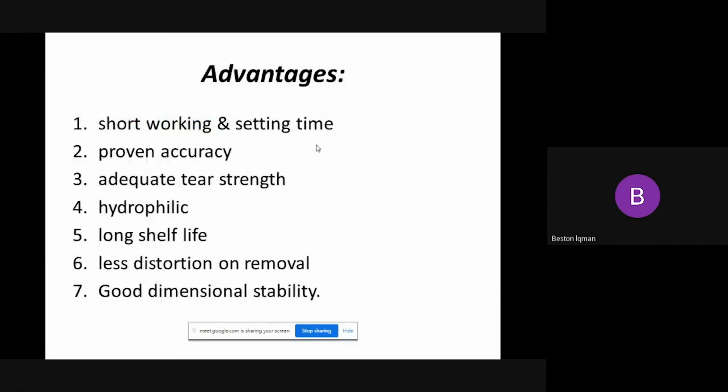Advantages: short working time and setting time. Accuracy good. Tear strength good. Hydrophilic, not hydrophobic. Long shelf life. من الإكزام أنا أجيب هيجي.